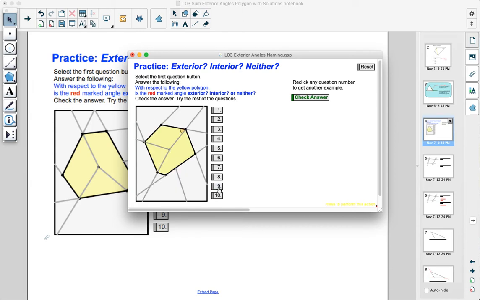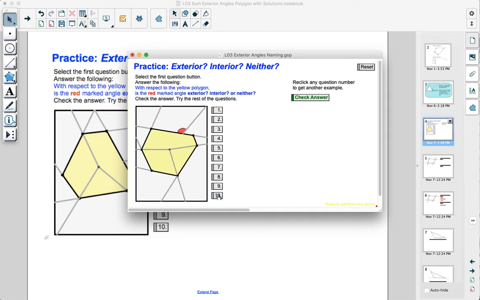What is number 9? Is that exterior, interior, or neither? Taking a look at how this was created, we do have a side in the polygon right here, but the other arm is not a side in the polygon, nor is it an extended side. So this is not an exterior angle, and it's not interior, it's neither. I suppose we could say the angle that goes from here to here is interior. This is part of an interior angle, but it is not the whole interior angle.